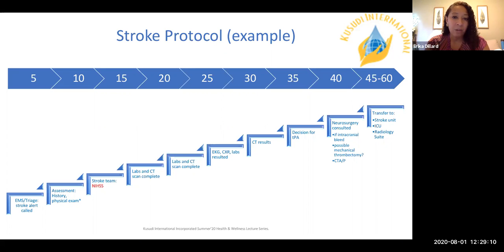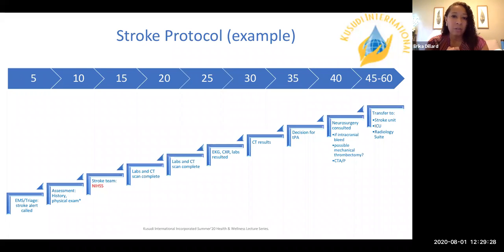Again, time is brain. So you want to make sure that you address each of these points as quickly as humanly possible in the emergency room, so that you decrease the time from the door to the time that treatment is given to the patient within an hour.